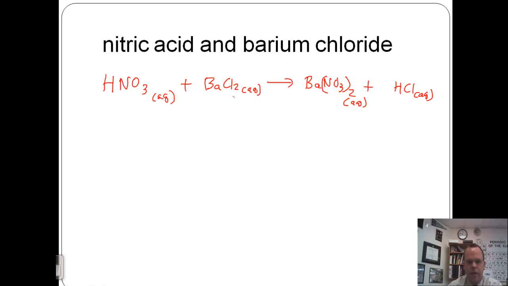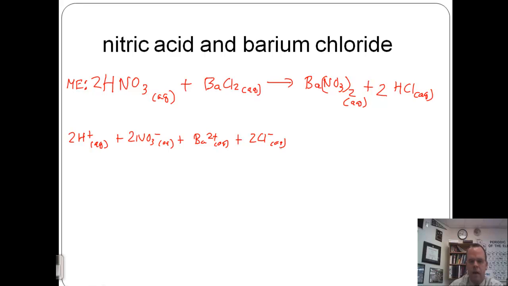We need to balance this equation. To balance this equation, we put a 2 here and a 2 here. So this would be our molecular equation. To write our complete ionic, we want to separate these out into individual ions. So we have 2H+, 2NO3-, Ba2+, 2Cl-. You're noticing now that the subscripts from these previous ones, if they're telling us we have more than one of the ion, become coefficients now in the complete ionic.